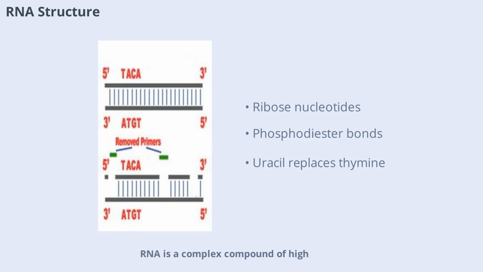RNA is a complex compound of high molecular weight that functions in cellular protein synthesis. It replaces DNA as the carrier of genetic codes in some viruses. RNA consists of ribose nucleotides attached by phosphodiester bonds, forming strands of varying lengths. The nitrogenous bases in RNA are adenine, guanine, cytosine, and uracil, which replaces thymine found in DNA.